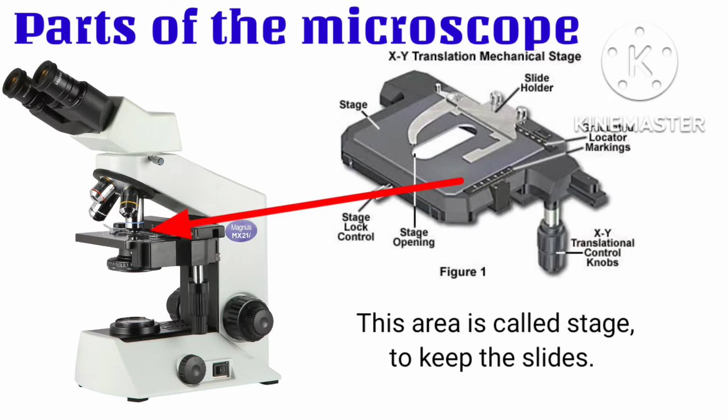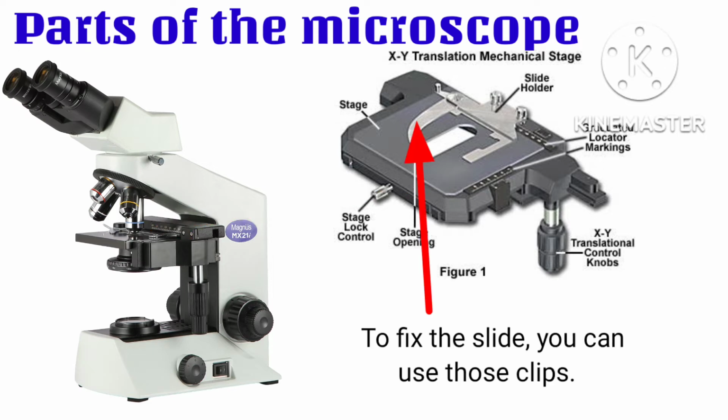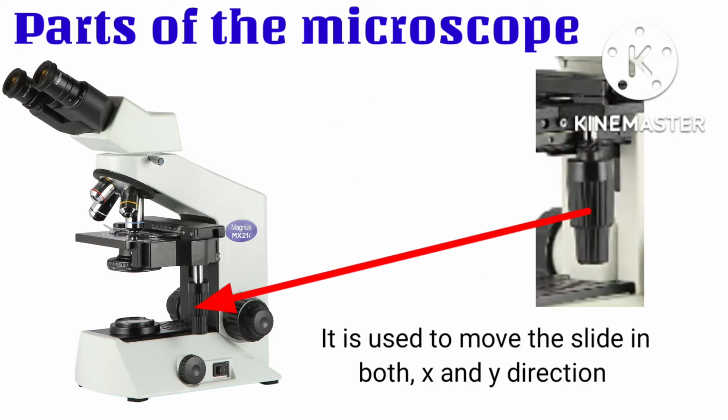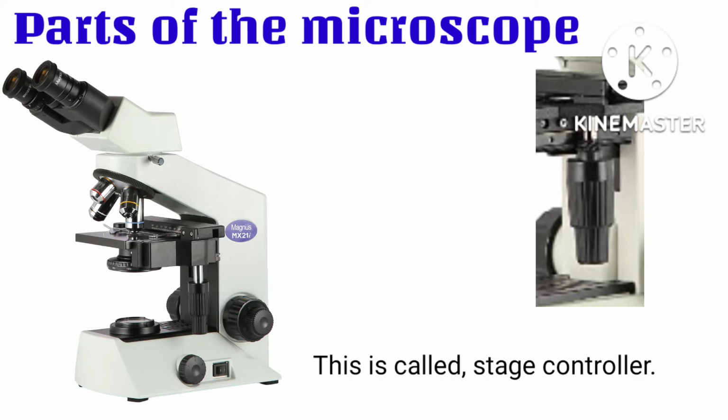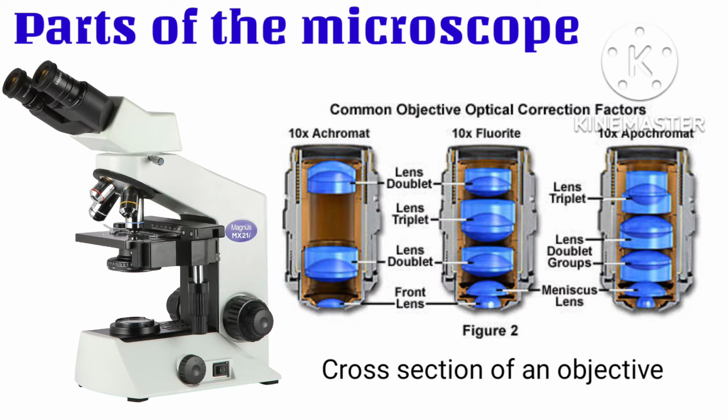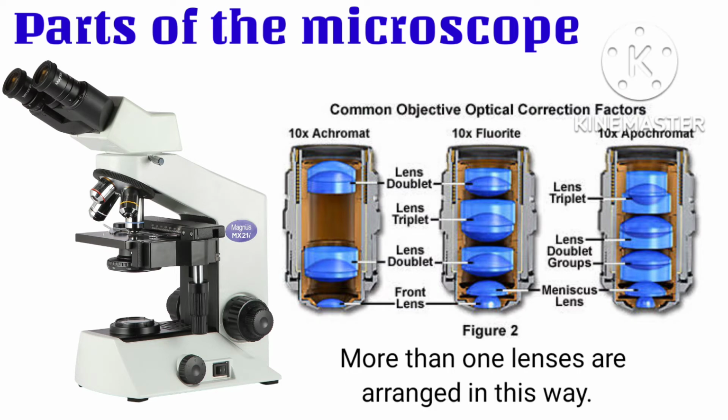This area is called stage. To keep the slide steady, you can fix the slide onto the stage using those clips called slide holder. If you want to change the position or want to scan the whole area, then you can move the slide using the stage controller. These are called objective lenses. They are the heart of a compound microscope. In modern compound microscope, nearly 6 lenses are added, one behind another. That's why they are called compound microscope.